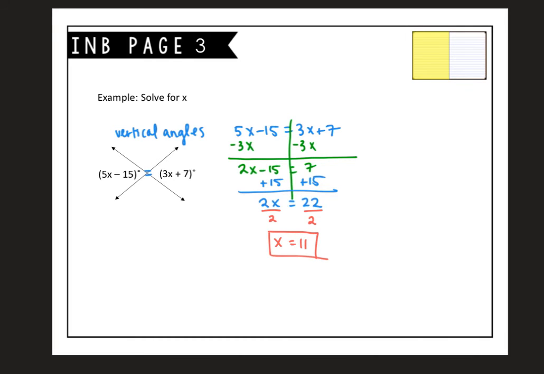Just like all the previous ones, you can always check your answer by plugging in whatever you got for x in both cases here. So 5 times 11 minus 15. That's 55 minus 15, which is 40 degrees. And if we plug it in on the other side, we should get 40 degrees as well because vertical angles are congruent. So 3 times 11 plus 7, that's 33 plus 7, which is 40 degrees. So we know we're correct there.